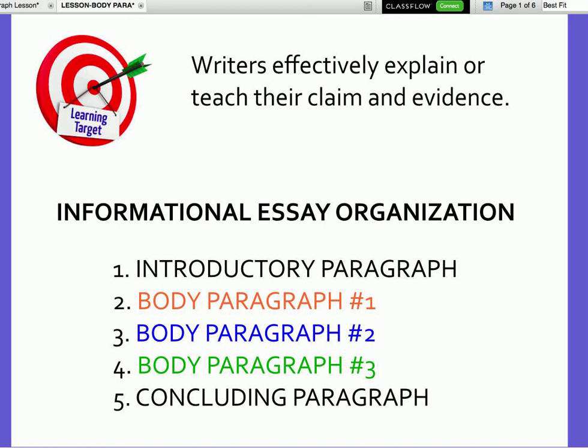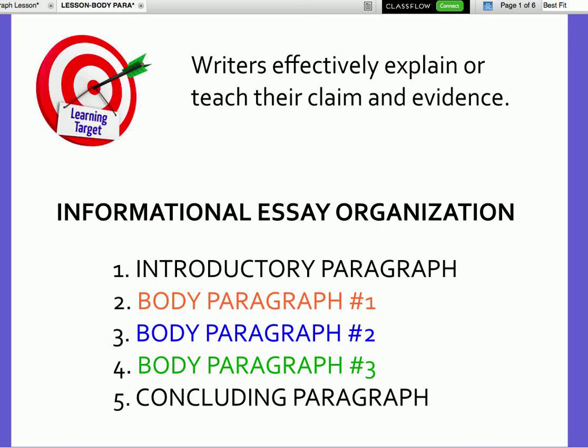So, writers effectively explain or teach their claim and evidence. Your informational essay will be 5 paragraphs. So far, you've practiced writing different types of hooks. You've chosen one of those hooks and written your introductory paragraph. You've also prepared your outline. The outlining work that you've already done is going to become your 3 body paragraphs.